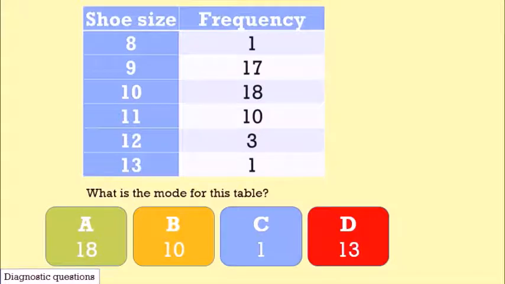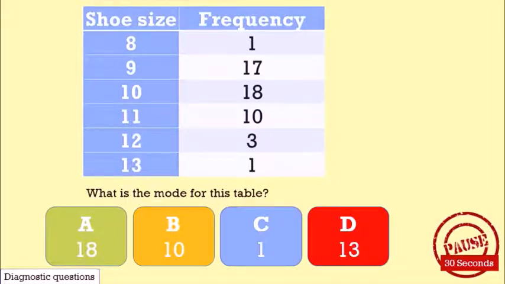Right, this table here shows the frequency of shoe sizes from size 8 all the way to size 13. So what is the mode for this table? Press pause, give yourselves 30 seconds, and then we'll go for the answer. Right, brilliant, well done. So to remind ourselves, mode means most frequent. In this case, it can be tricky because both columns have numbers. But the number that tells us the mode is the column that says frequency. So the highest frequency is 18, which tells us the most common shoe size is shoe size 10. So therefore B would be your right answer.